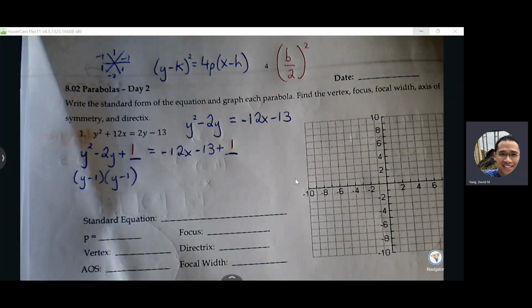Okay. Any questions with that? Okay. Now, what if I merge that together? What's y minus 1 times y minus 1? That's the same thing as saying what? y minus 1 squared. Okay, so that's why we do this.